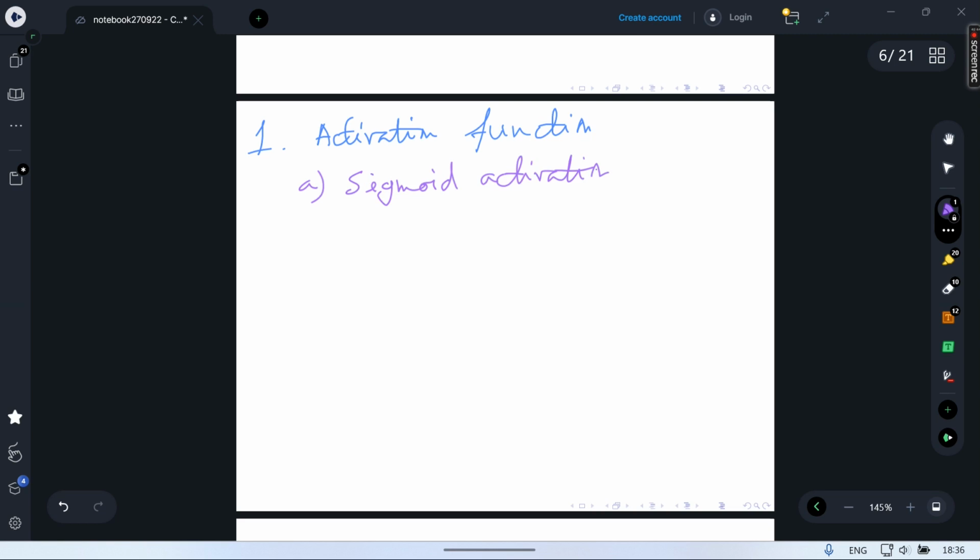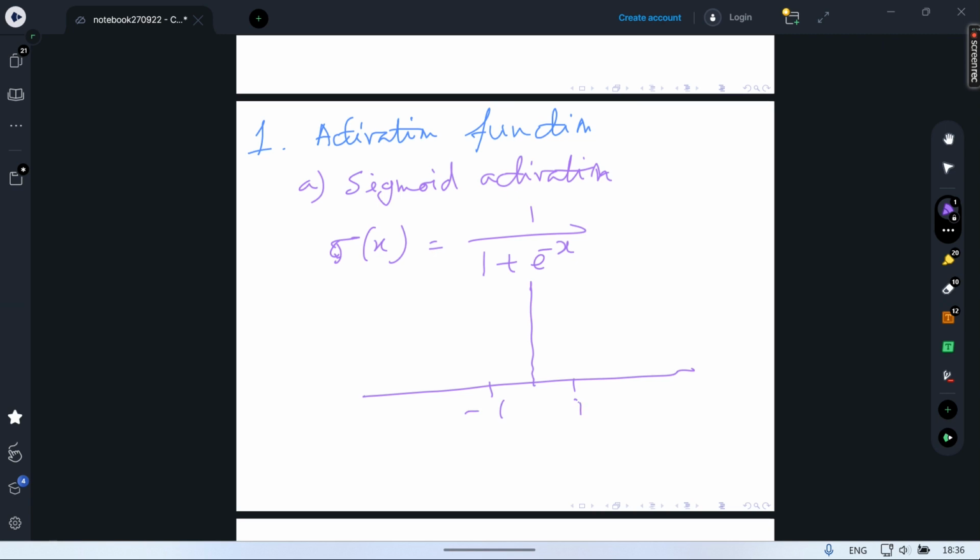What is this? So this activation function is nothing but this one. So it uses a sigmoid function to add non-linearity to a deep neural network. Okay. So if you plot this curve, it will be something like this. Say this is -1, this is +1.